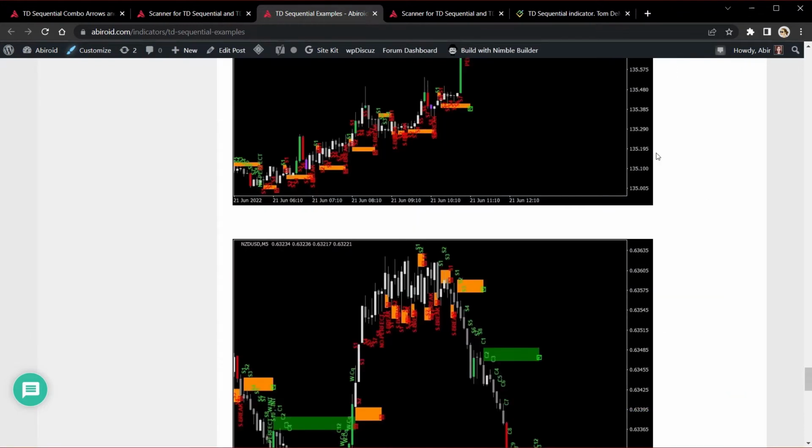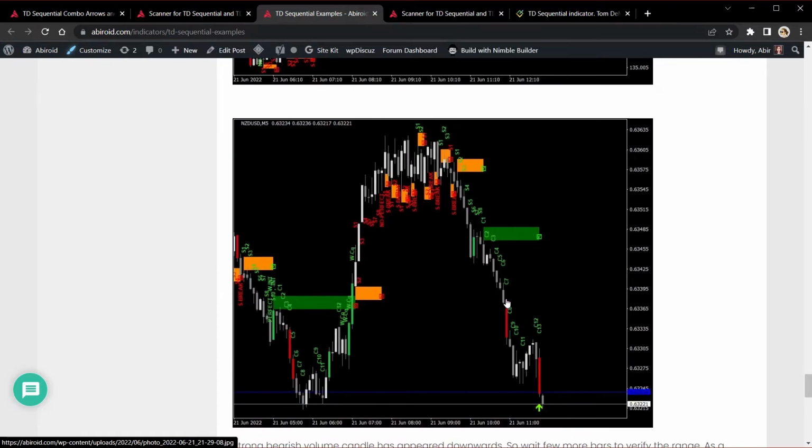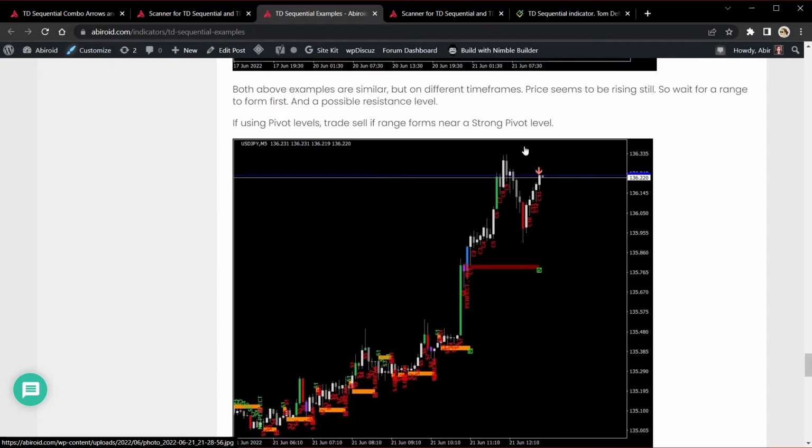So that is the best way to trade this strategy, and to never trade as soon as we get this up or down arrow, but to always wait for a support or resistance level and a reversal high volume bar.